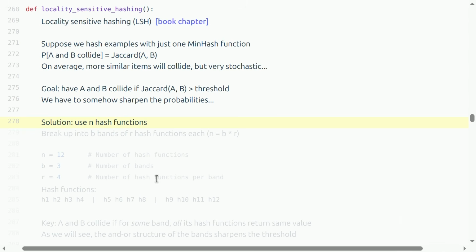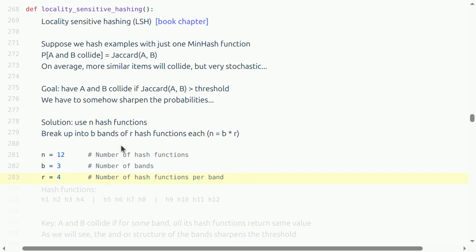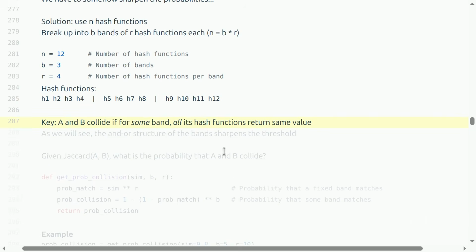This part gets a bit technical, but we'll walk through it. You break the n hash functions into B bands of R hash functions each. So if you have 12 hash functions, you have 3 bands, and each band has R equals 4 hash functions. Here's one band, H1 through H4. Here's a second band, H5 through H8. Third band, H9 through H12. Each hash function gives us either a collision or not a collision.